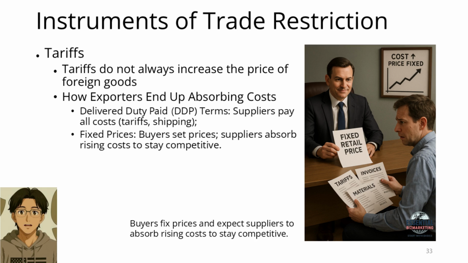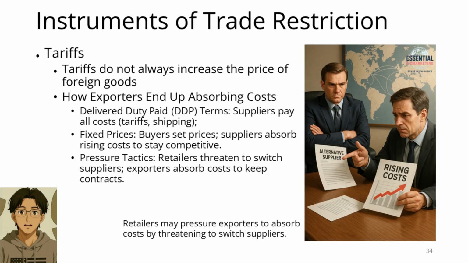Sometimes the buyer doesn't even need a formal DDP contract to shift the burden. Powerful retailers often set fixed prices and expect suppliers to absorb rising costs. This pressure forces exporters to lower their margins or lose access to key markets. And the pressure doesn't stop with pricing alone. Retailers may threaten to switch suppliers if prices rise, further weakening exporters. Firms with low bargaining power often bear the full cost of tariffs just to keep contracts.